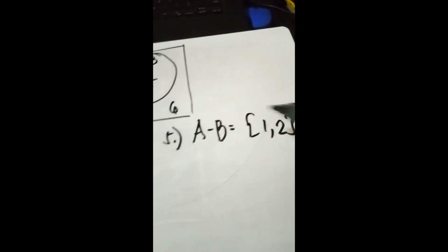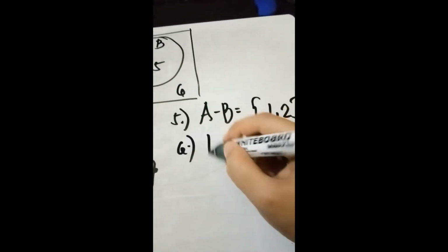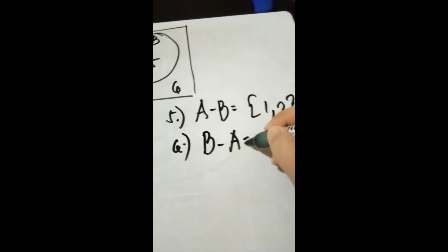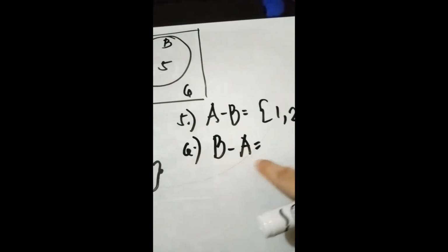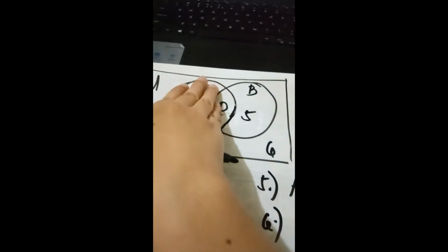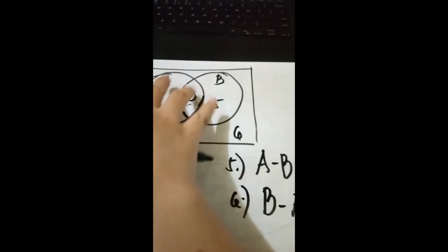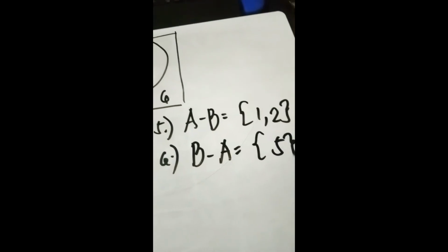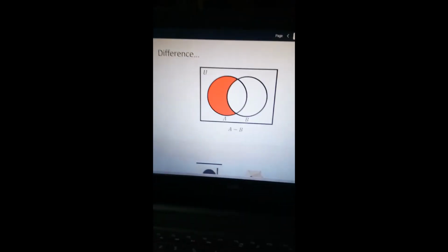Paano naman, ma'am, kapag B minus A? Pag sinabi mong B minus A, sinong aalisin? Anong set? We have set A. So, we remove set A. What is left in set B is number 5. So, there. That is your set operations.